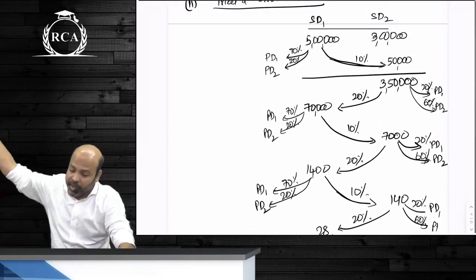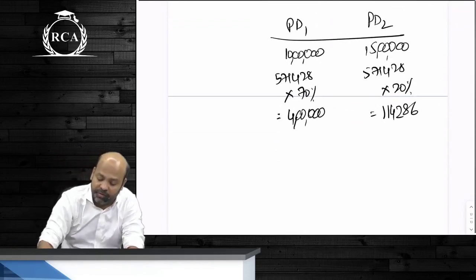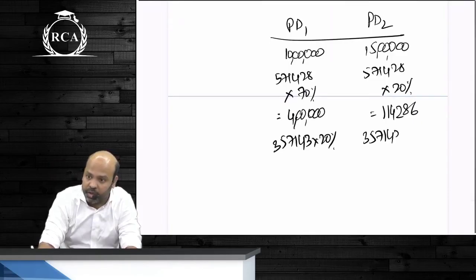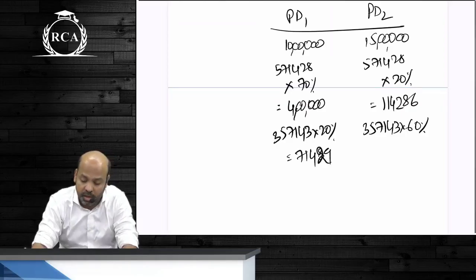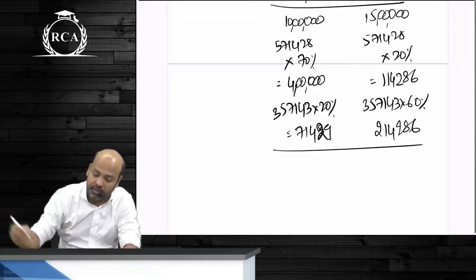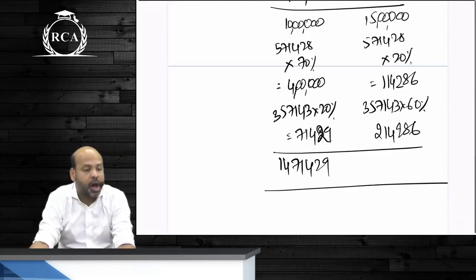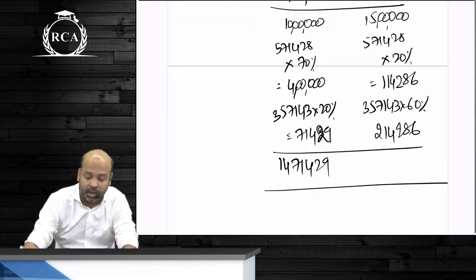Next guys, SD2 beta, at every step we forgot to allocate 20% and 60%. Can you allocate at once? 3,57,143 into 20%. 3,57,143 guys into 60%. 71,429, 89. 2,14,000. Can you add the amount for that? 10,14,000 in this. 14,71,429. That difference will come beta, because there we stopped at one step earlier. Yes.